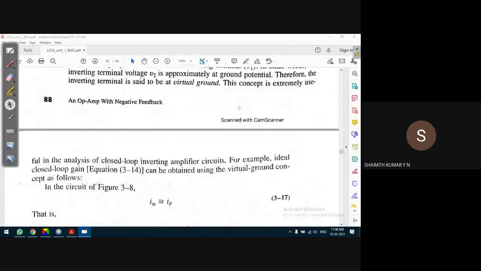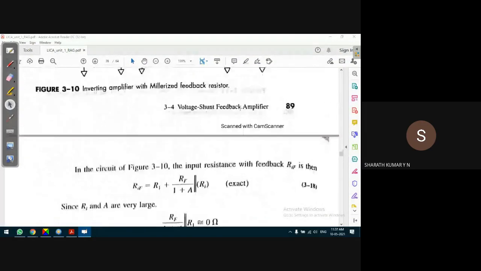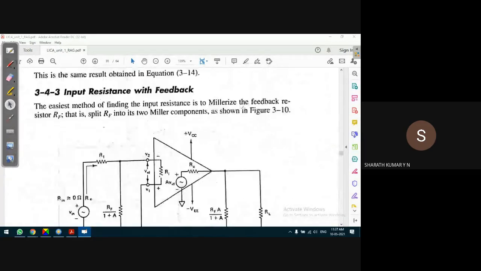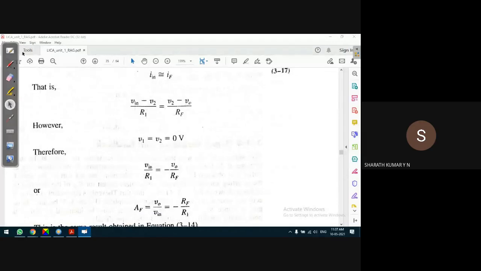Okay, here we go. Based on that condition, we can derive something. Here it is: In is equal to IF. From that condition, from V2 we get this expression. V1 is equal to V2, because of virtual ground, both the terminals are at zero potential. We get this expression. Very simple.